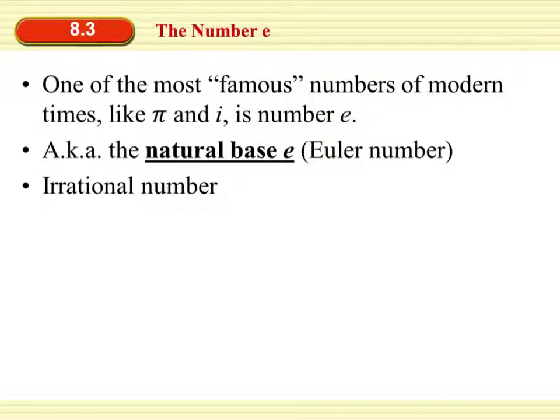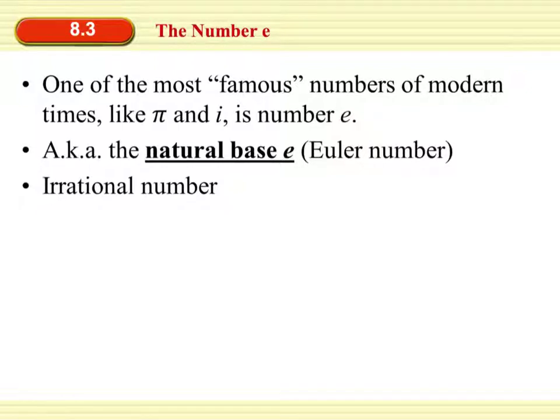Throughout the history of mathematics, there's been the discovery of special types of numbers. You have counting numbers, you have zero, they discovered negative numbers, there's numbers such as pi and imaginary numbers. Well, today we're going to look at one of the more famous modern type numbers, and it's kind of like pi and i, except we're going to look at what we call the number e.